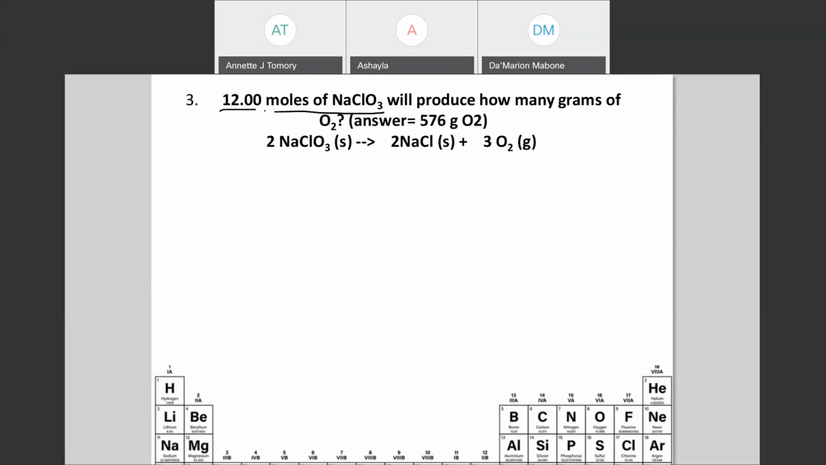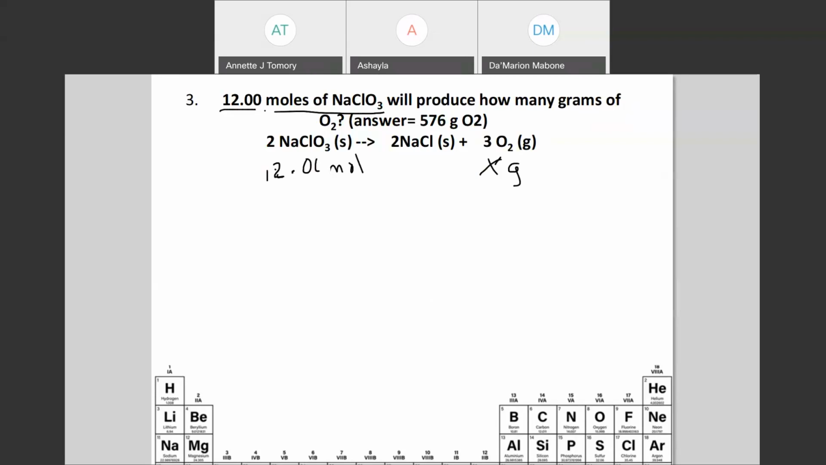Don't you put the X under the O2? I've got to put the X under the O2. Okay. What unit do I put with it? Grams. What do I do with that 12 moles? Put it under the NaClO3. Okay.